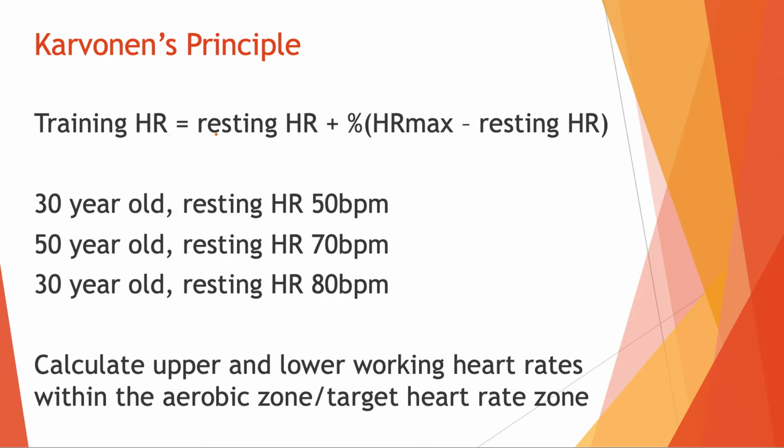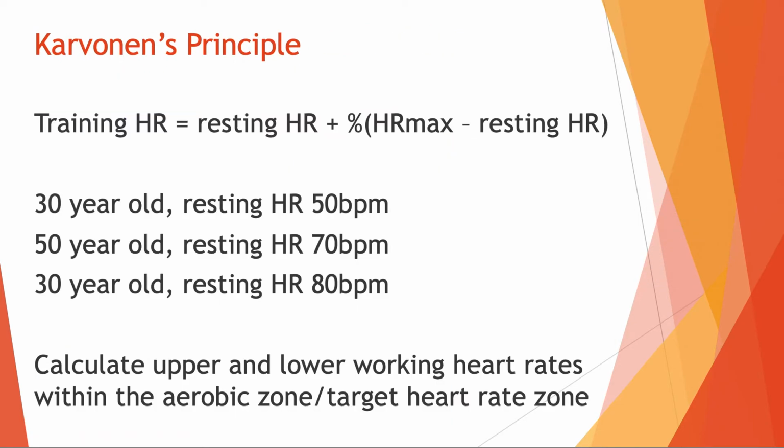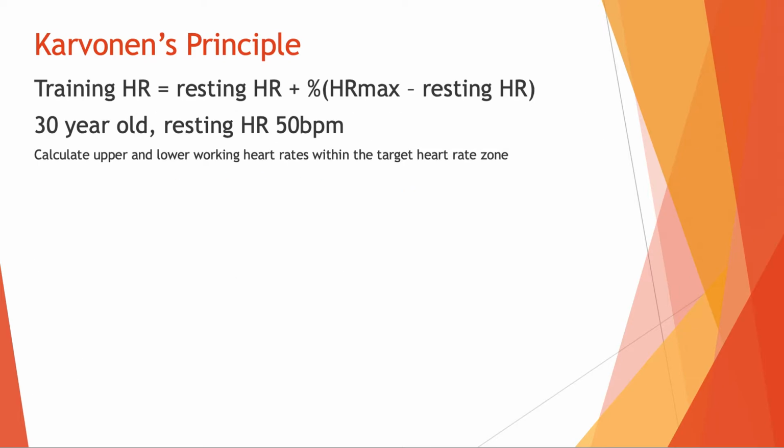Now, if you're looking at this calculation and you feel like you're comfortable in carrying that out, then have a go at working through these three examples. The question is to calculate the upper and lower working heart rates within the aerobic zone or the target heart rate zone. Remember, the target heart rate zone asks an individual to work between 65 and 85% of their maximum. If, however, you're looking at this calculation, you're not sure where you would start, watch me do the first one and then you can pause the video and have a go at the other two.